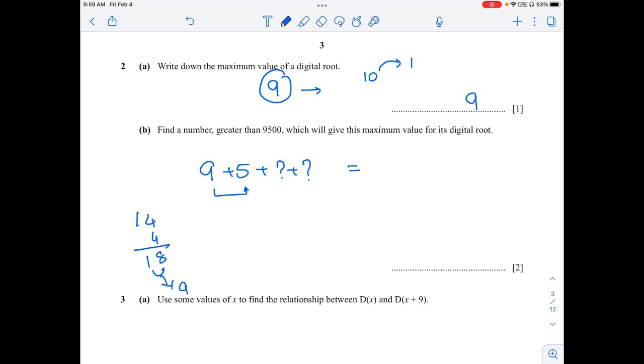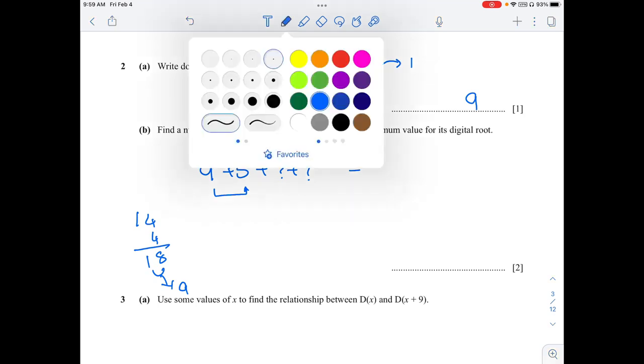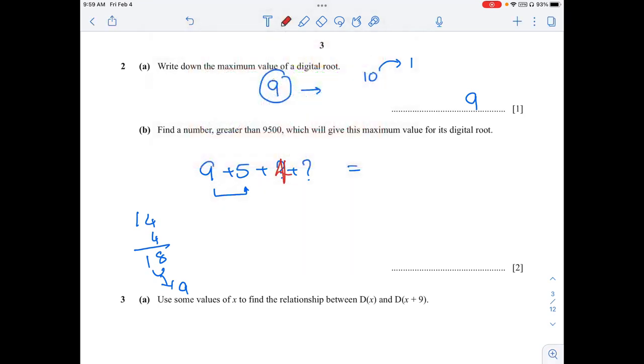So I should be getting 18. How can I get 18? I can replace this number with 4 and this number with 0. So it becomes 18 and its digital root is going to be 9. So the answer is 1 plus 8, which is equal to 9. So my answer is 9540. You can write any other number which gives you the digital root 9.